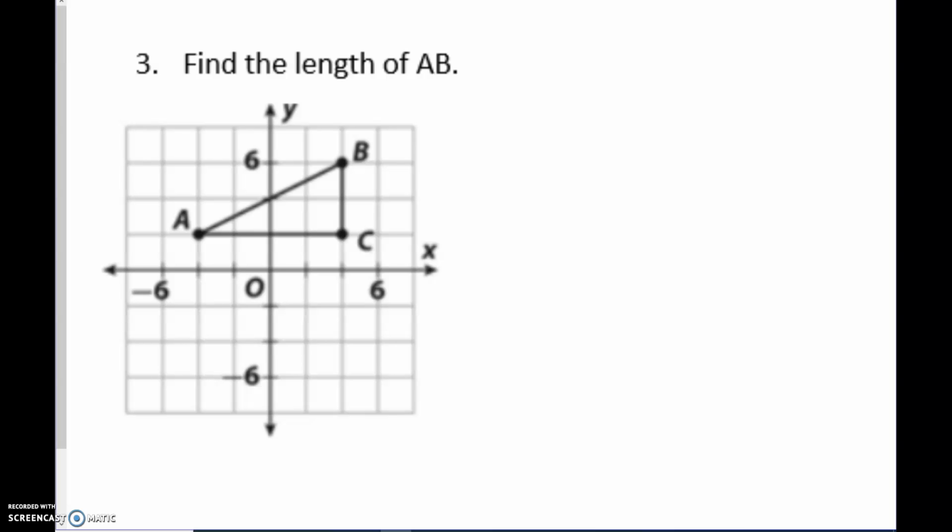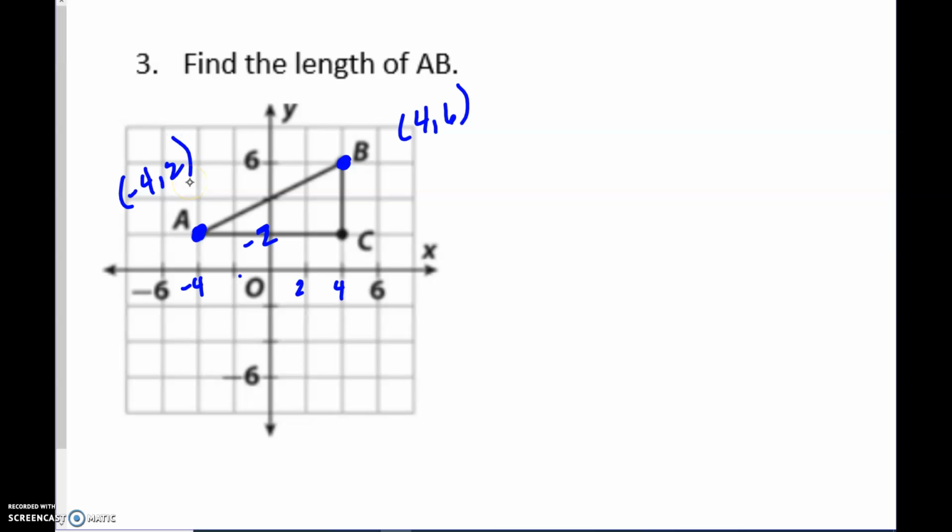Find the length of AB. There's a couple different ways you can do this. Here's a point and here's a point. We have to be careful here. What are they counting by? This ordered pair B is going to be 4, 6. And this ordered pair A is negative 4, 2, so this is negative 4 and this is up 2.